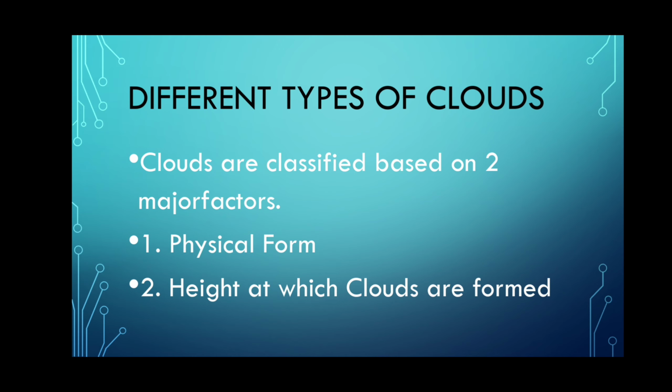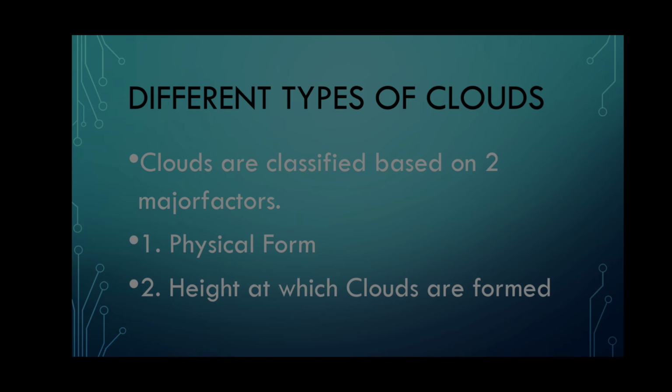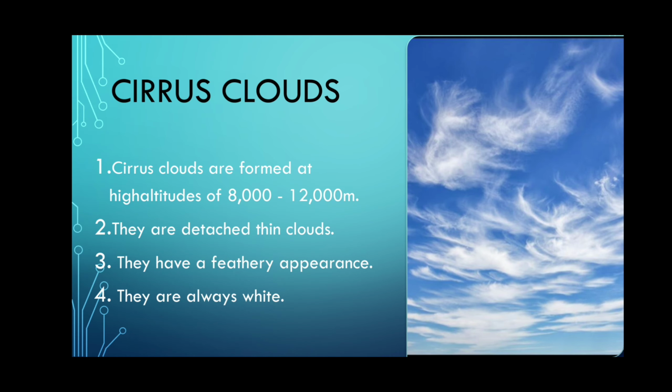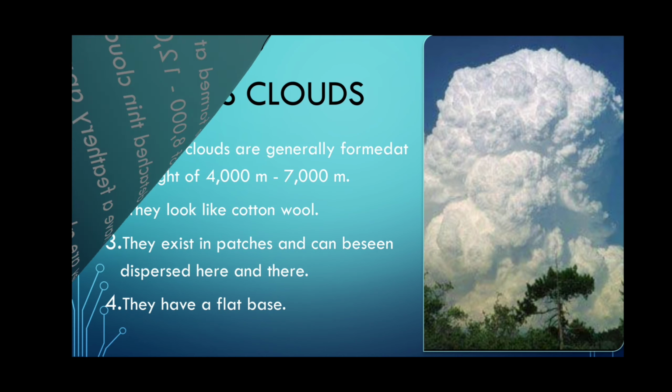Different types of clouds. Clouds are classified based on two major factors: 1. Physical form. 2. Height at which clouds are formed. Cirrus cloud. Cirrus clouds are formed at high altitudes of 8,000-12,000 m. They are detached thin clouds. They have a feathery appearance. They are always white.